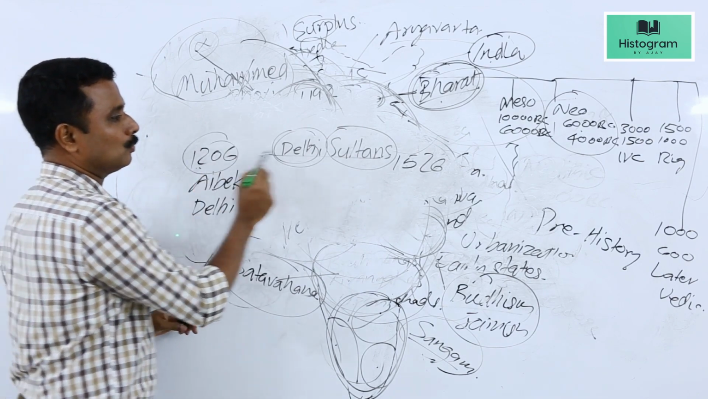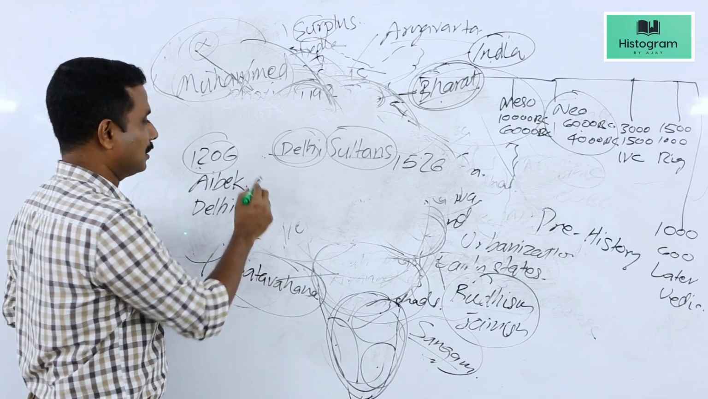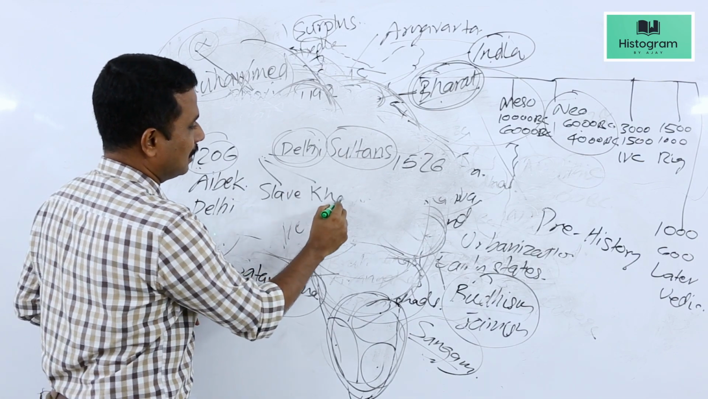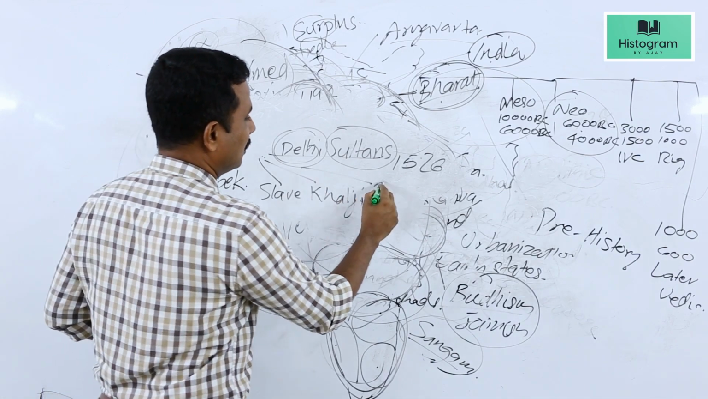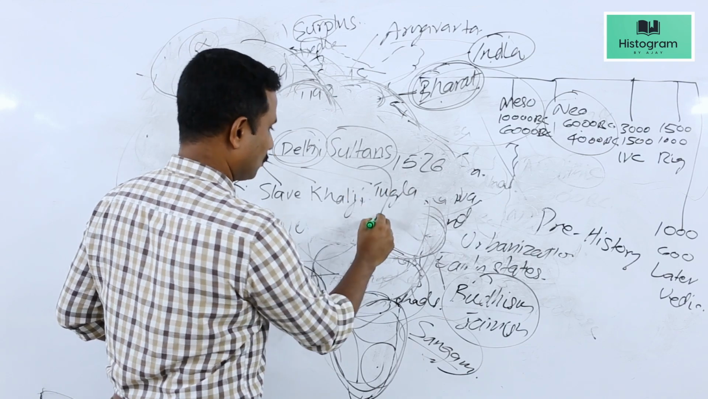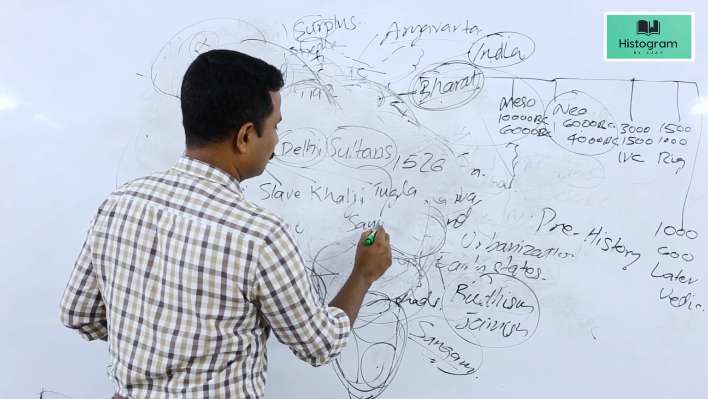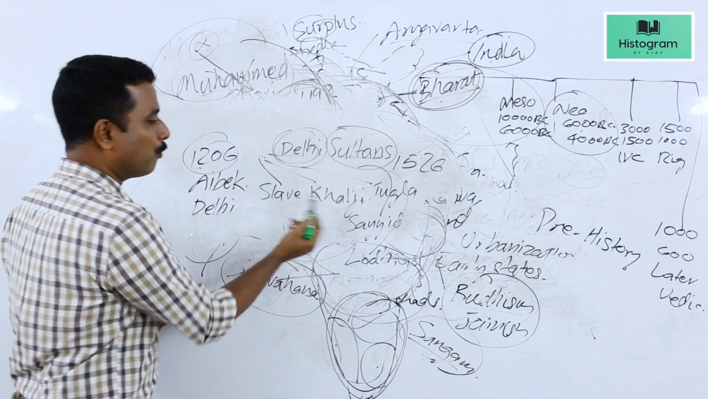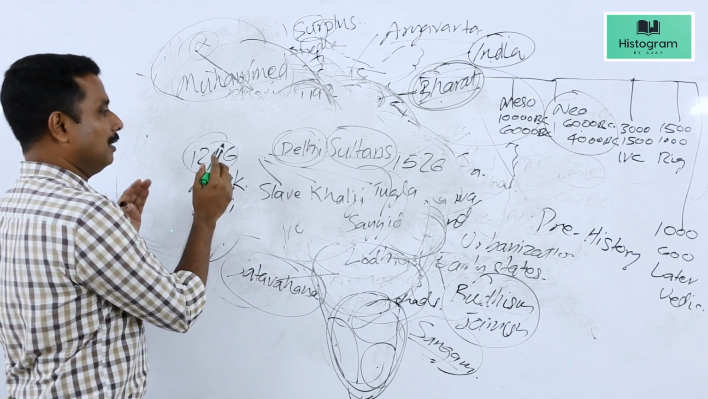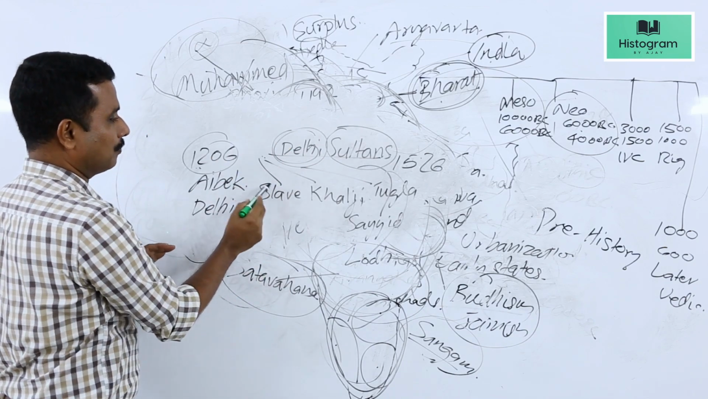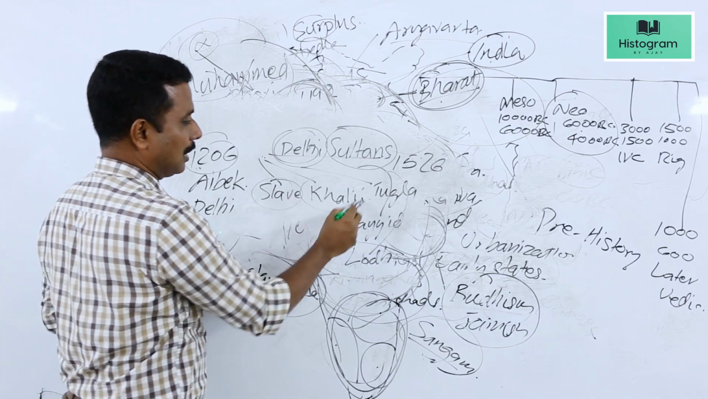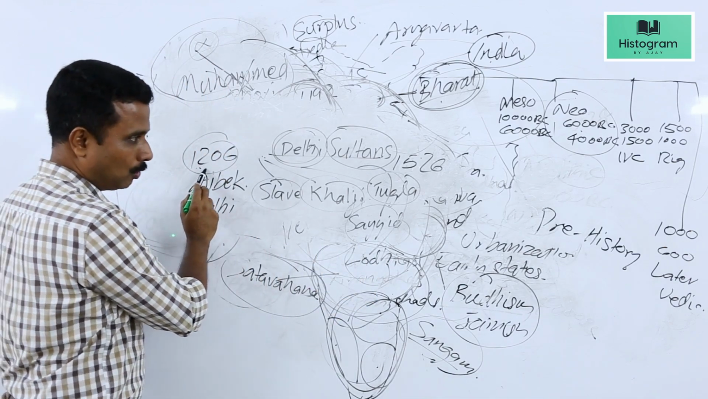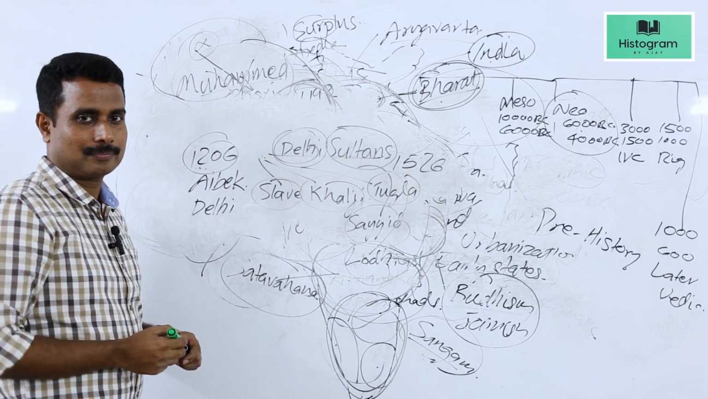This period is from 1206 to 1526, during which different dynasties ruled: first the Slave dynasty, second the Khalji dynasty, third the Tughlaq dynasty, fourth the Sayyid dynasty, and finally the Lodi dynasty. So five dynasties ruled India, especially the northern part of India, during this period from 1206 to 1526.